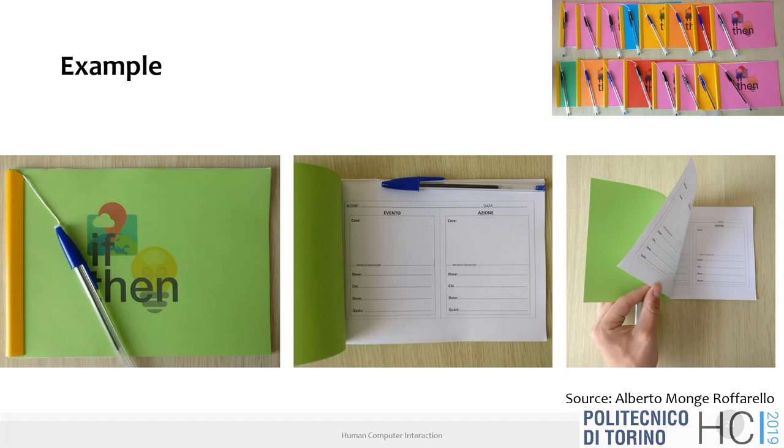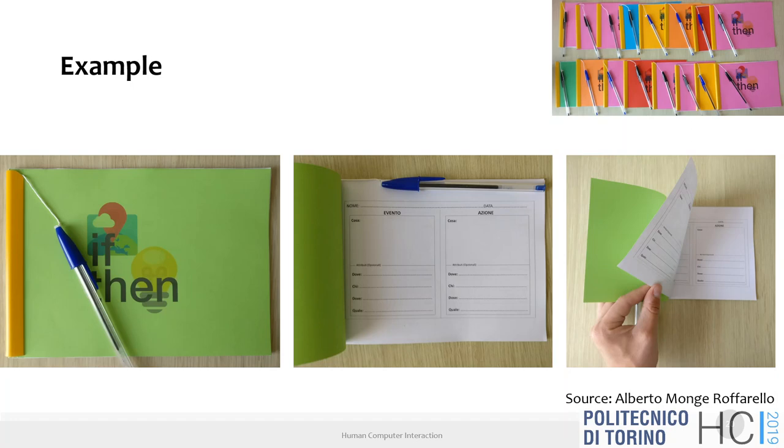And I will show you an example that we did with Alberto Monge, one of the PhD students in my group. We tried to understand what kind of rules a user would like to program in a possible smart home. So imagine your home is smart and you can program it. You can program with some if-then paradigm, so very simple rules. When something happens, do this action. When I open the door, switch the light on, for example. So what kind of rules would you want from your home?